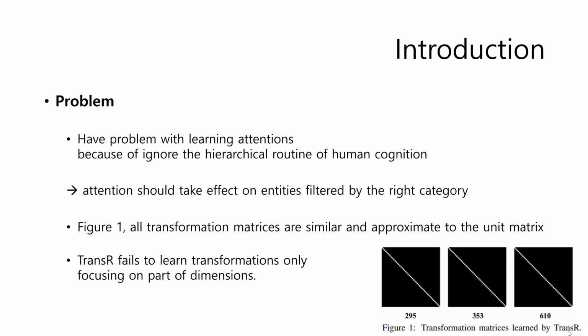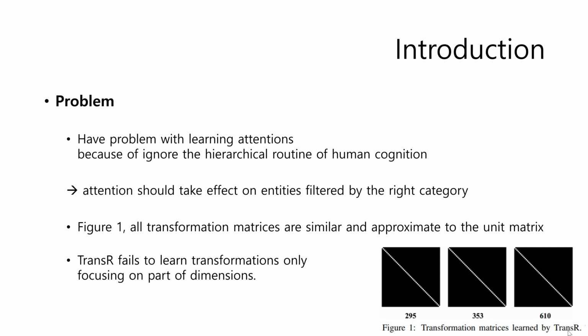But this kind of approach has a problem with learning attentions. The reason is that they ignore the hierarchical routine of human cognition. When predicting whether a relation holds between two entities, people first check the category of entities, then they focus on fine-grained relation-related attributes to make the decision. In other words, the attention should take effect on entities filtered by the right category.